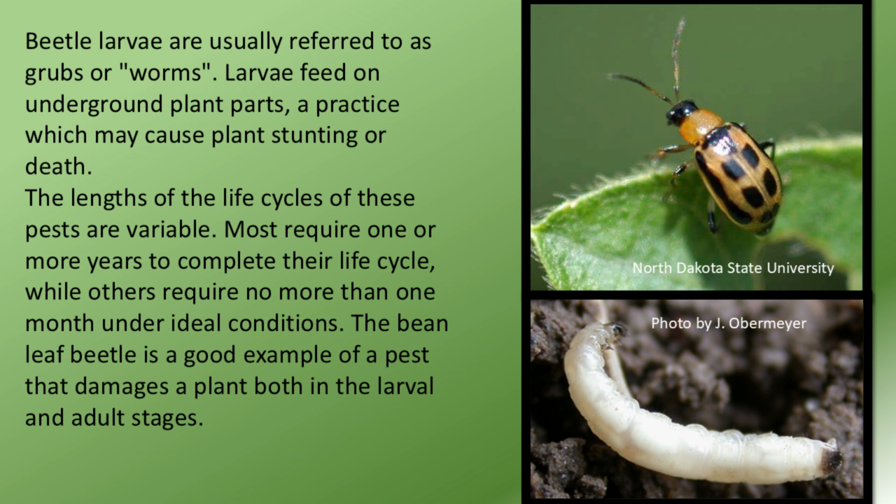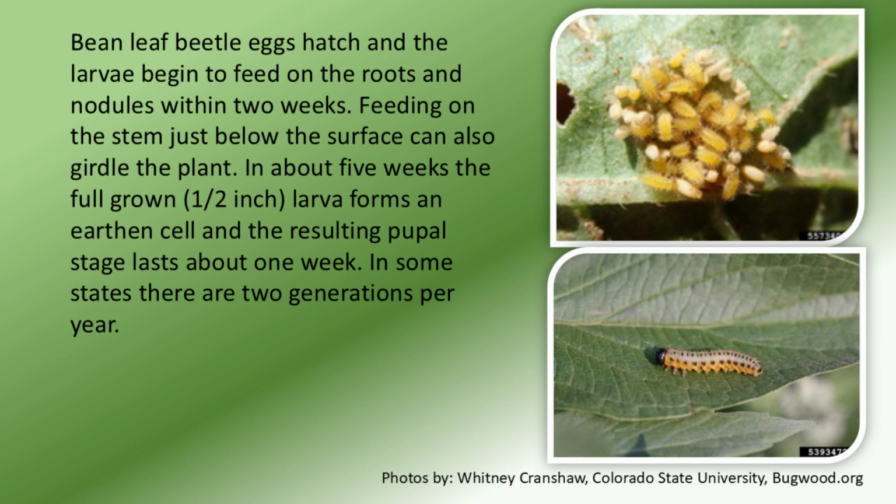The bean leaf beetle is a good example of a pest that damages a plant both in the larval and adult stages. Bean leaf beetle eggs hatch and the larvae begin to feed on the roots and nodules within 2 weeks. Feeding on the stem just below the surface can also girdle the plant. In about 5 weeks, the full-grown half-inch larva forms an earthen cell, and the resulting pupal stage lasts about 1 week. In some states, there are 2 generations per year.